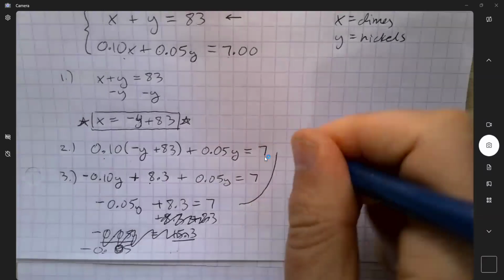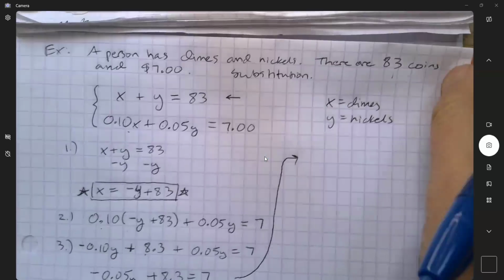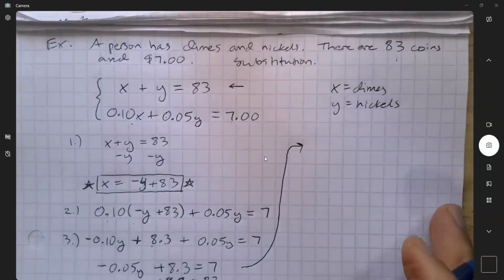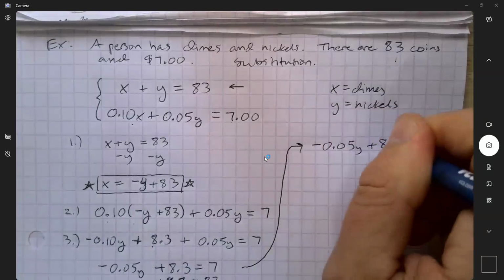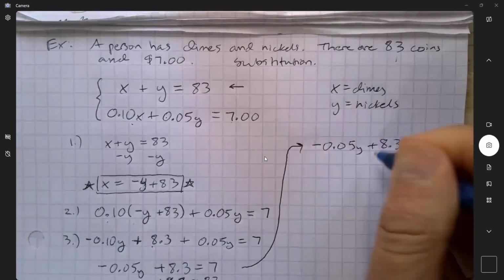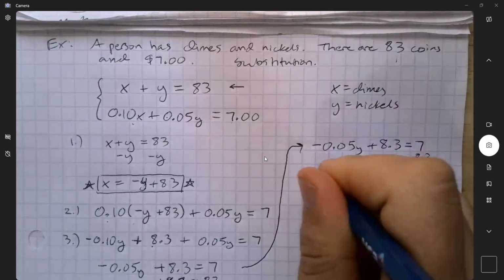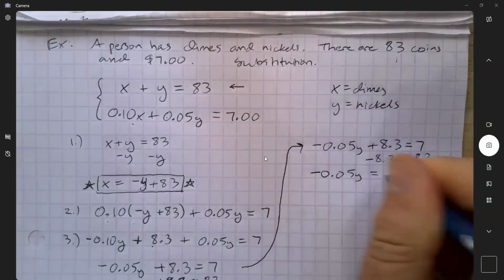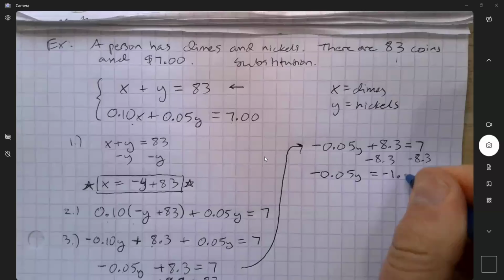Let's bring this up. Mistakes happen. I make a lot of mistakes. I never make one on purpose. But part of being a mathematician is being able to notice when you made a mistake and figure out where the mistake was. So I'm going to rewrite that equation again. There we go. And now I subtract 8.3 from both sides, which makes more sense because now I have negative 0.05y equals negative 1.3.